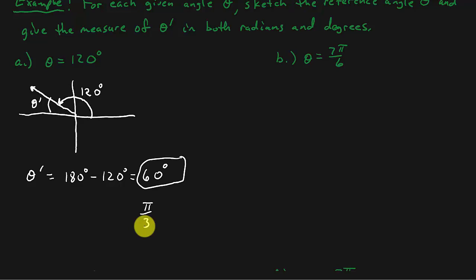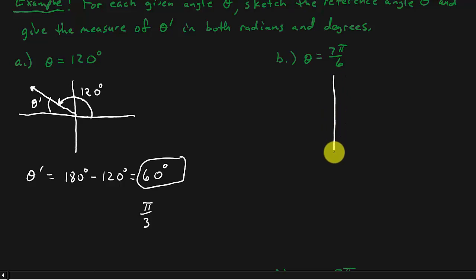All right, now let's look at this, 7 pi over 6. So where is 7 pi over 6? Well, 7 pi over 6 is right here.